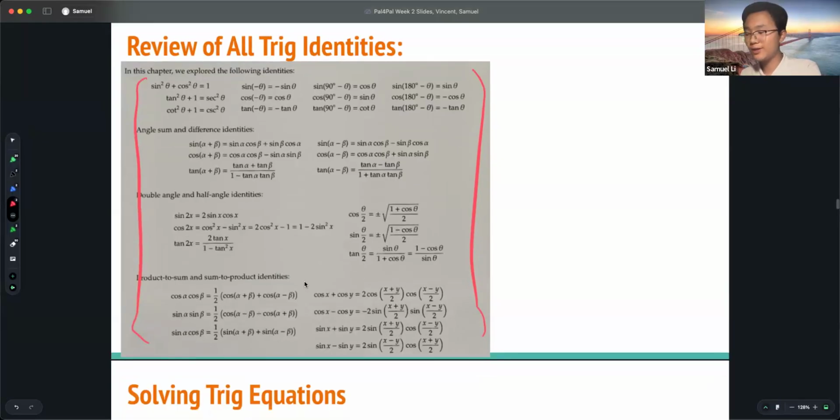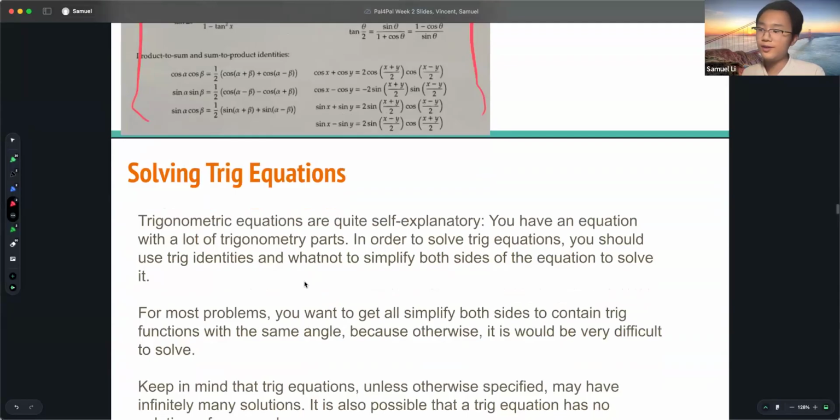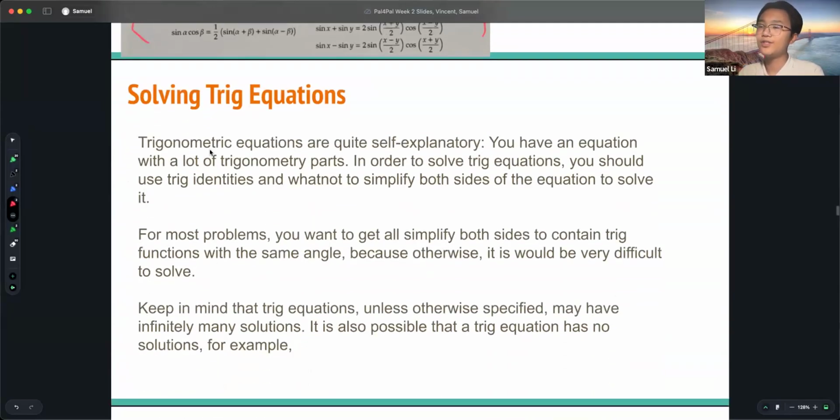So without further ado, because we know all these trig identities, we can now move on to solving trig equations, which are, as you expected, just equations with trigonometric functions. So you have an equation with lots of trigonometric functions, and to solve it, because it's not easy when you have sine x, cosine y, and a whole bunch of stuff, you want to use trig identities to simplify the equation and turn it into something you know how to solve. What are the things you know how to solve? Like sine theta is half. We know how to solve this.